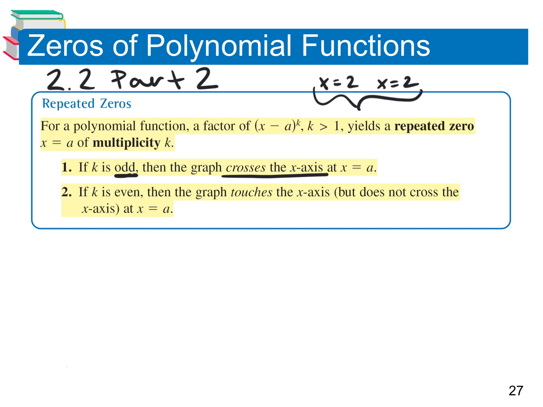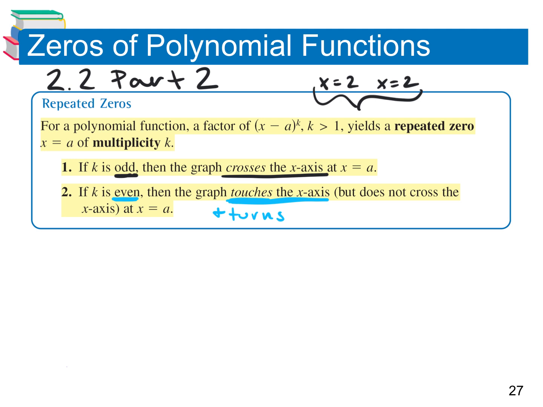If our multiplicity is even, so if there's an even amount of that answer, like two x equals 2's or four x equals 2's, then our graph touches and turns at that number on the x-axis. So it touches but does not cross. Touches and turns. Or you can think about it as it bounces off the x-axis.